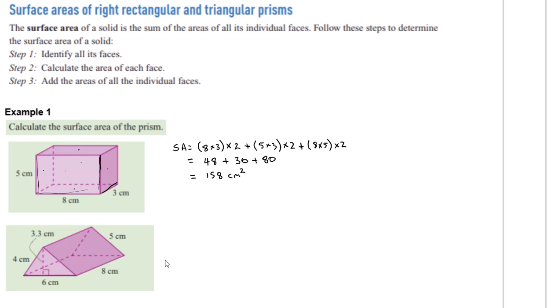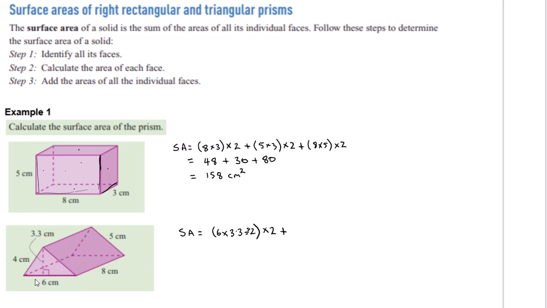So part B is a little bit harder, but as long as you can identify the areas and the dimensions of each of the areas, then it should be fairly simple and straightforward to work out. So let's start with the front and the back, which are triangles. We've got a base times a height, so it is going to be 6 times 3.3 divided by 2, because it's a triangle. But how many of them do we have? We have 2, times by 2.